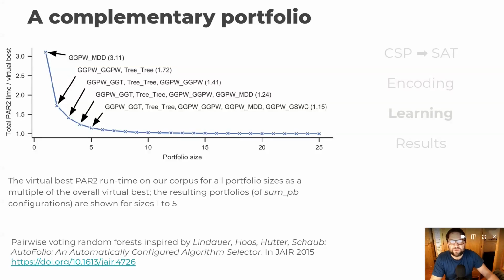To make this pairwise training feasible, we needed to reduce the number of combinations that we work with. We considered portfolios of all possible sizes, and we built up a portfolio by greedily adding in the configuration which would most reduce the overall virtual best time. We can see that even with a portfolio of size 2, we can in theory get within 72% of the overall best. In the end, we went for a size 5, and that allows us to get within 15% of what's possible with all 25 combinations.